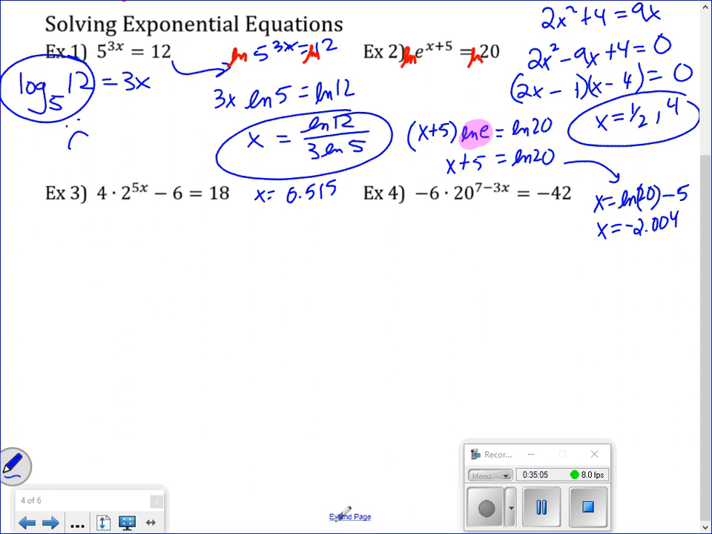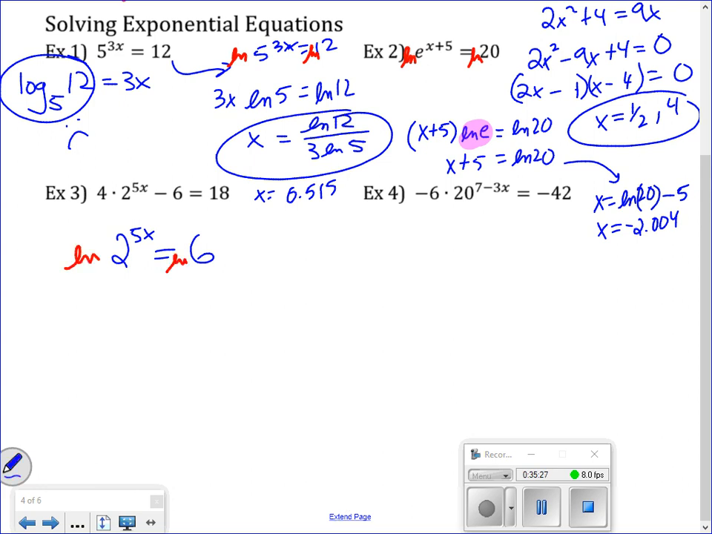Get rid of the 6, and then get rid of the 4. So I'm going to add 6 to 18, get me 24. Then 24 divided by 4 would be 6. So if I cleaned it up, I would have 2 to the 5x equals 6. Everybody good? Is 6 a power of 2? No. So I'm stuck. So do my ln.